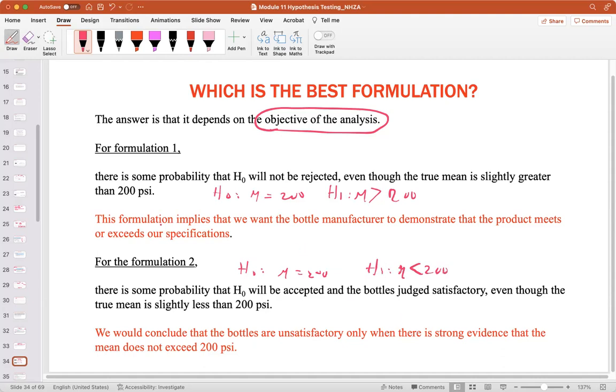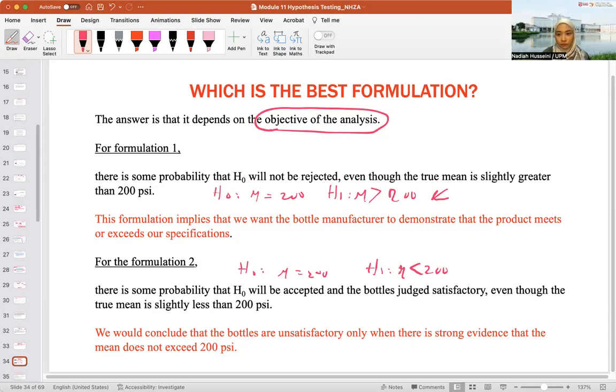Okay. This formulation implies that we want the bottle manufacturer to demonstrate that the product meets or exceeds our specification. So if we reject this, the manufacturer has to confirm with you that the bottle indeed can withstand greater pressure, because you don't want it to be false, right? If it's false, then it would explode in your client's face.